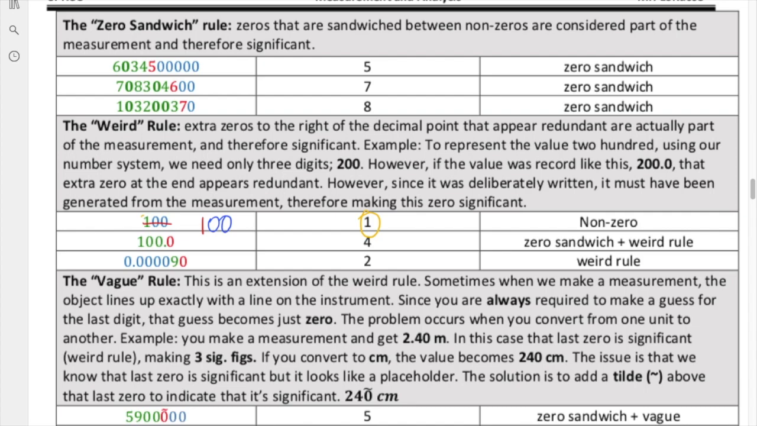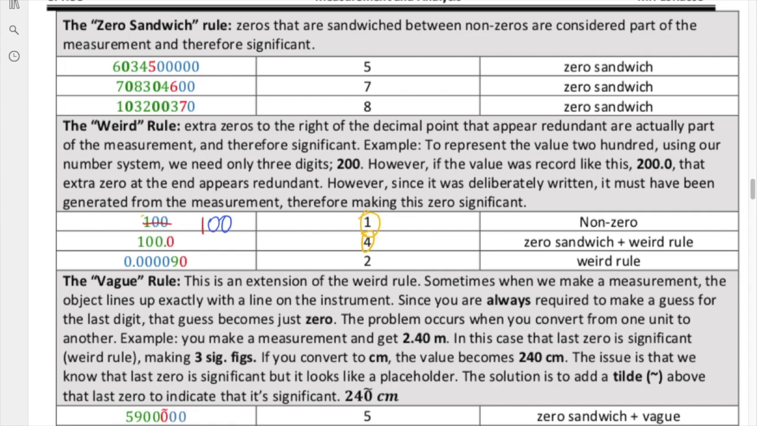Normally you wouldn't have it there, but since it's there, it must be significant. So that's a significant digit. Obviously this 1 is a significant digit. So we've got 2 rules. We've got the weird rule, which is that 0 thing, and the 0 sandwich. So in this case, all 4 digits are considered to be significant.